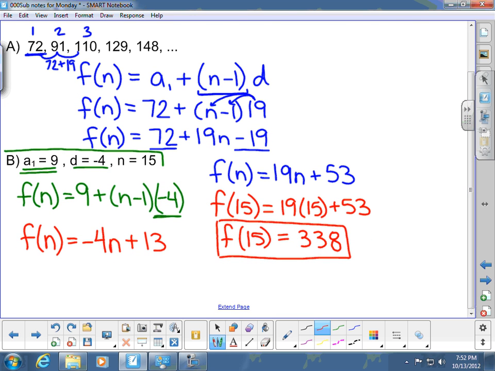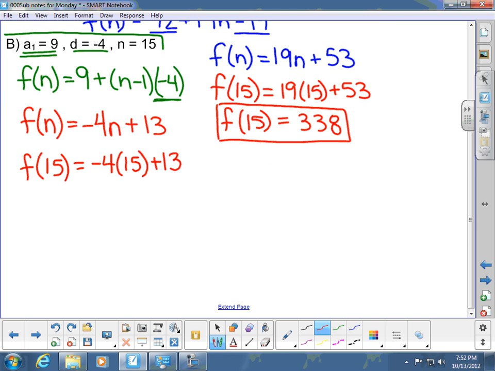If we want to use that rule to come up with the 15th term, we'll plug 15 in for n and find out that the 15th term of this sequence is -47.